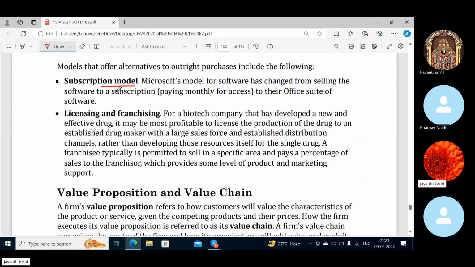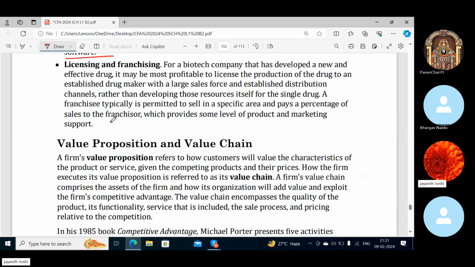Subscription model. So models that offer alternatives to outright purchases include the following. Subscription model. Microsoft's model for software has changed from selling the software to subscription, paying monthly for access to their Office suite of software. Licensing and franchising. You can take a license and sell someone's goods, or be a franchisee and sell someone's goods, and then you give them the royalty or money for selling their goods.